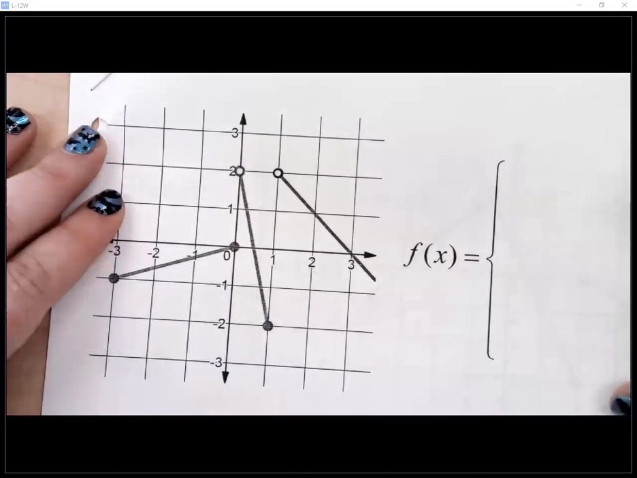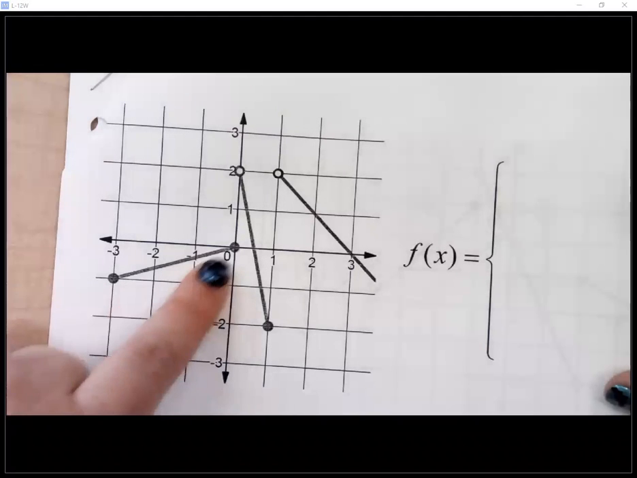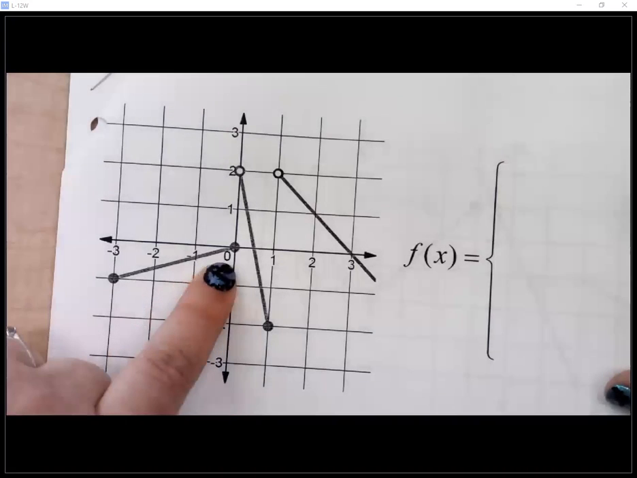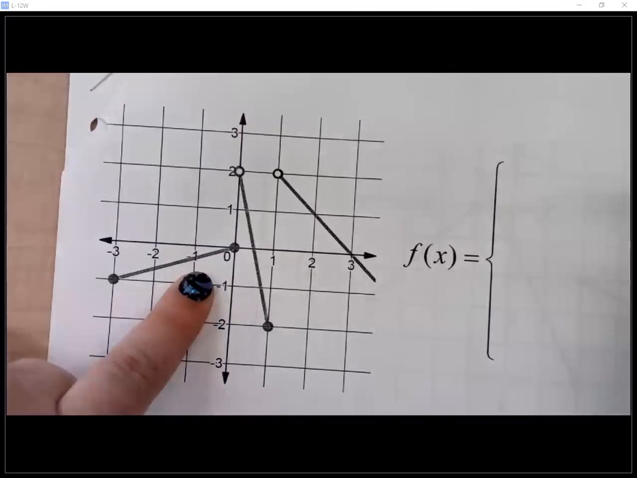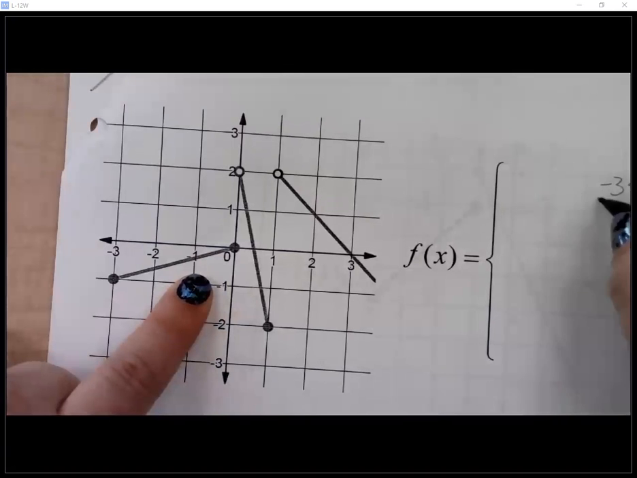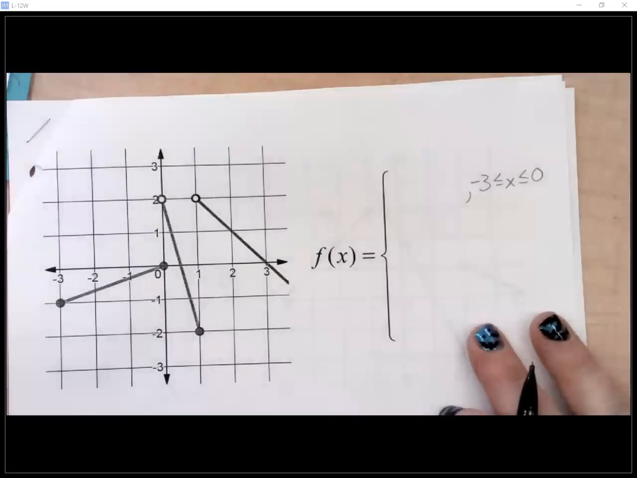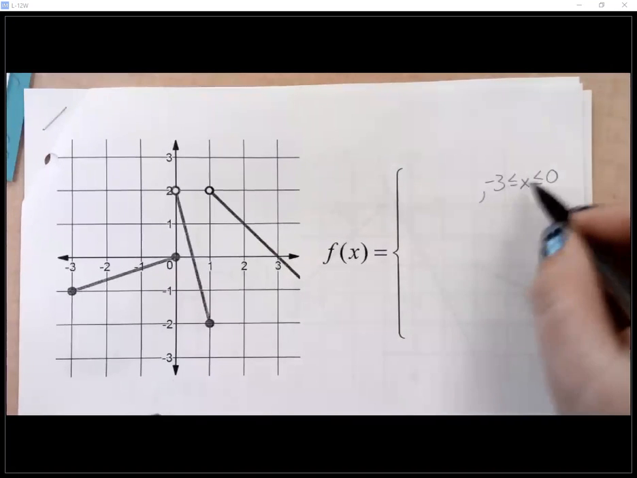Okay. So it looks like I have this first piece all the way on the left is only happening when x is between -3 and 0. Do you see that? So this piece of the graph will only happen when x is greater than or equal to -3, but at the same time less than or equal to 0. So if I'm in that region, I'll be following this leftmost graph.